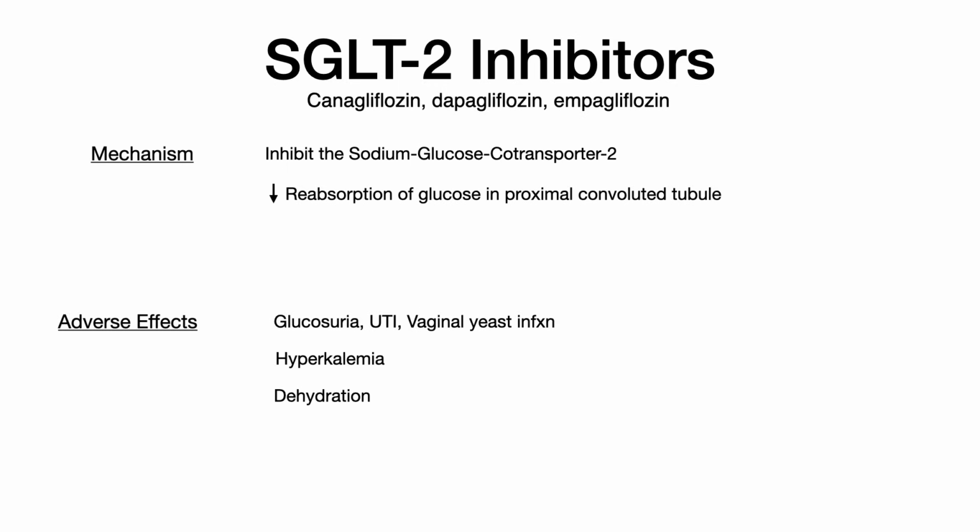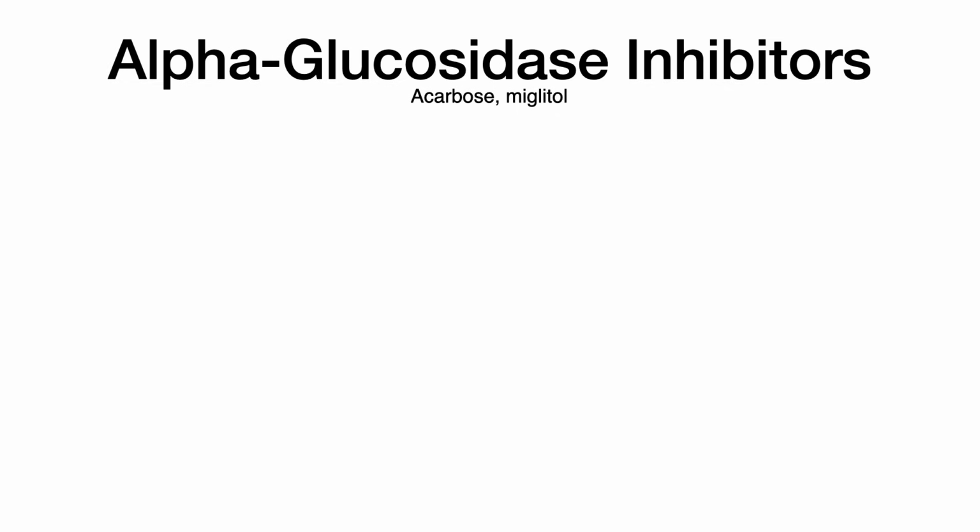Now, how do you remember that the flozin drugs are the SGLT2 inhibitors? Well, this is really easy. Just remember flozin through the urine. And that will remind you that the drugs that end in flozin all go through the urine and are SGLT2 inhibitors. Now let's talk about alpha glucosidase inhibitors.